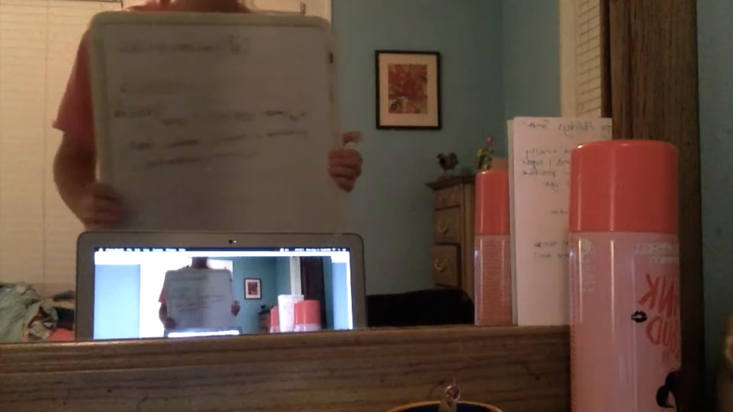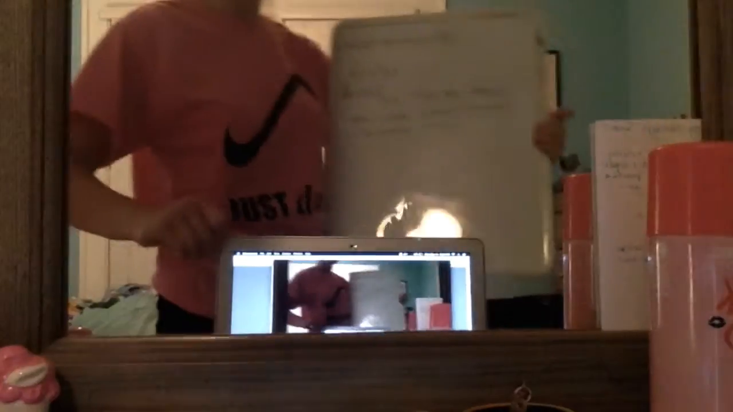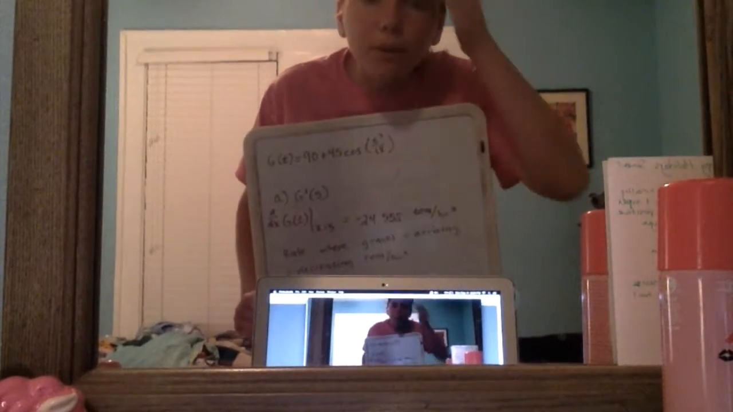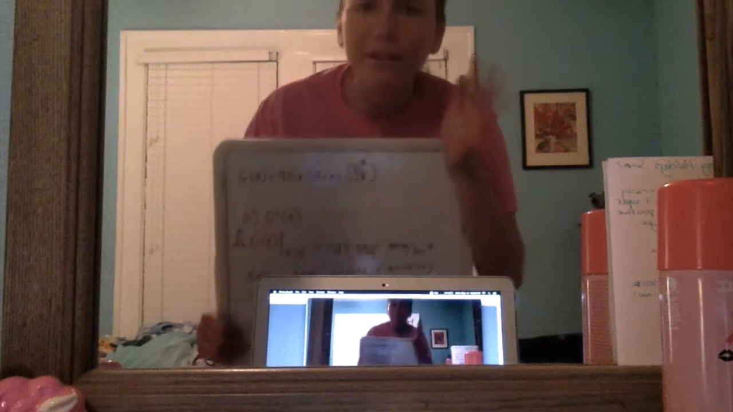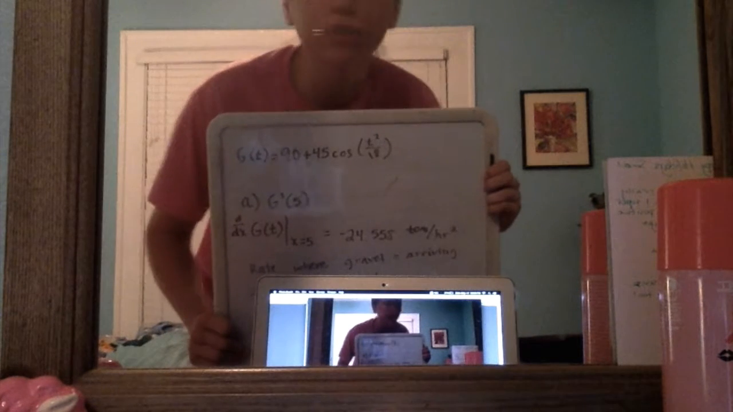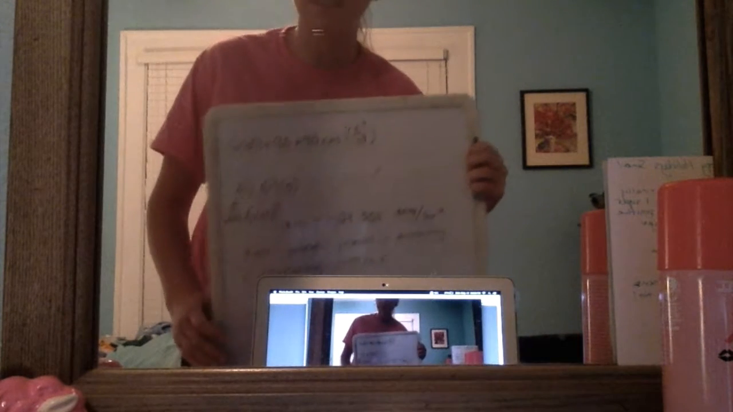Okay, so I'm actually doing 2018, question number 1, about the gravel. The rate at which gravel is arriving at a processing plant is given by g of t, and we're supposed to find what g prime of 5 is, and what that means in the context of the problem.